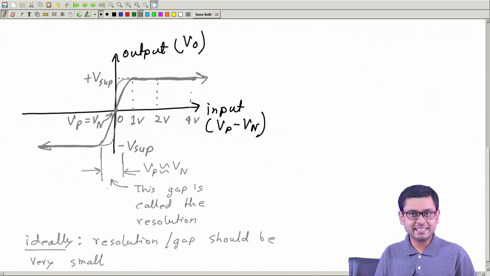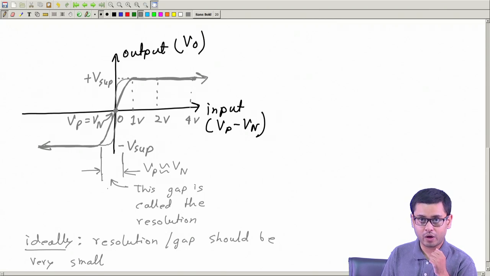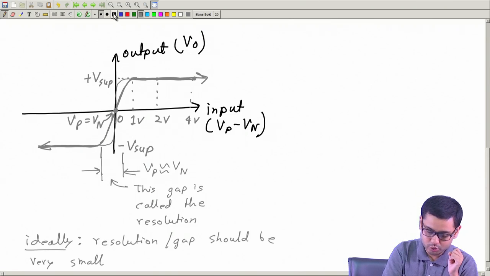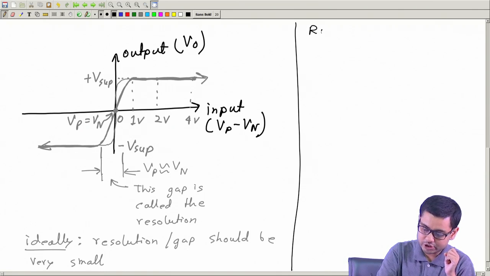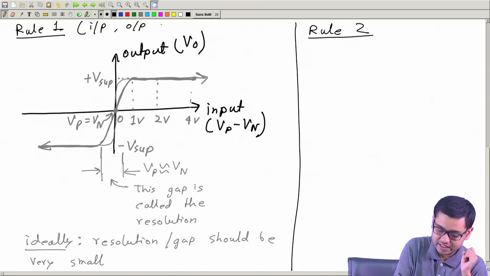So the smaller the region is, we say the op amp is better. Okay, that's it. That's the main thing one should know about the op amp. This is the first rule that one should know about the op amp. Now the second important rule about the op amp, call it rule 2. So this is rule 1. This is nothing but the input output relation.